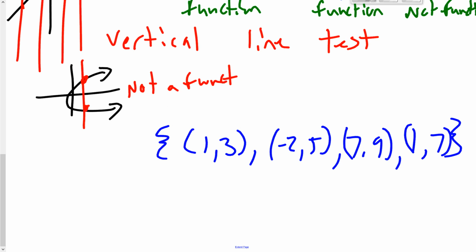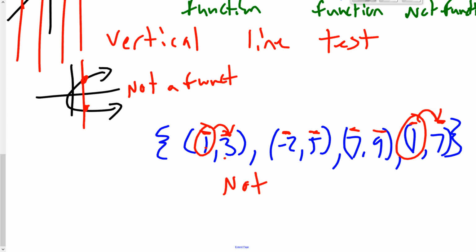So here I just want to look at my x's. 1 goes to 3, right? So that's okay. Negative 2, it's a different x, so it can go to 3 if it wants to, but it goes to 5. 7 goes to 9, that's fine, because I don't have any x's repeating, and 1 goes to 7. Oh, I have the same exact 1, and it goes to two different places. It goes to 3, and it goes to 7. So this is not a function, because I have one x going to two different y's, so not a function.